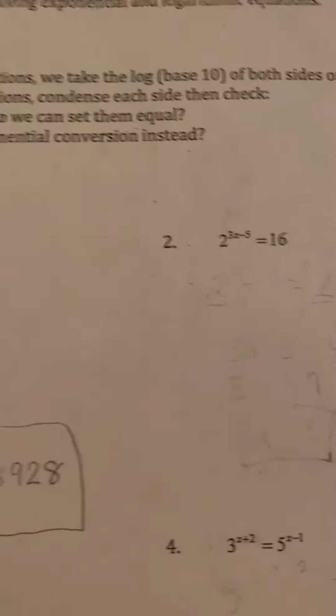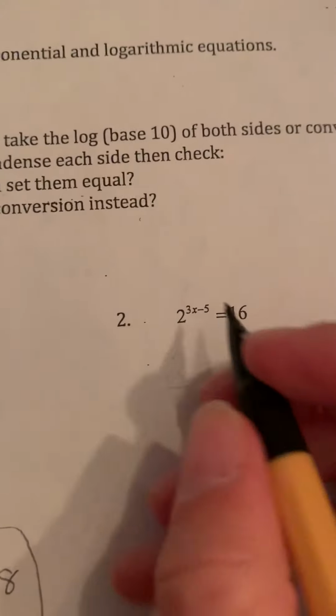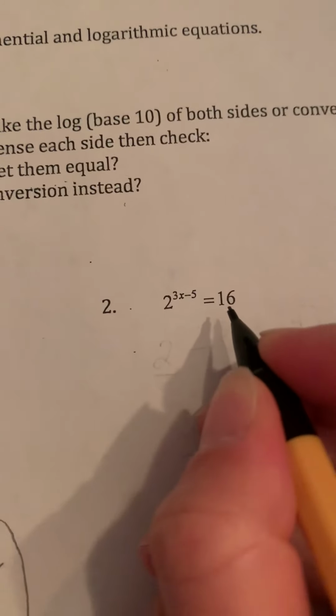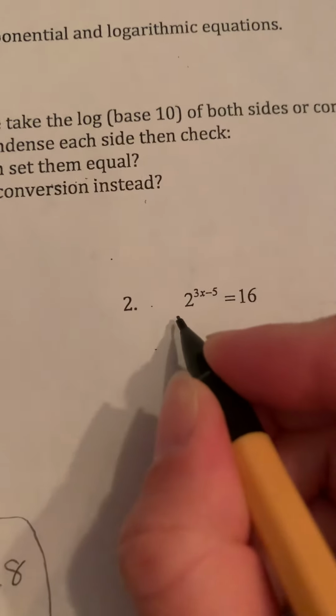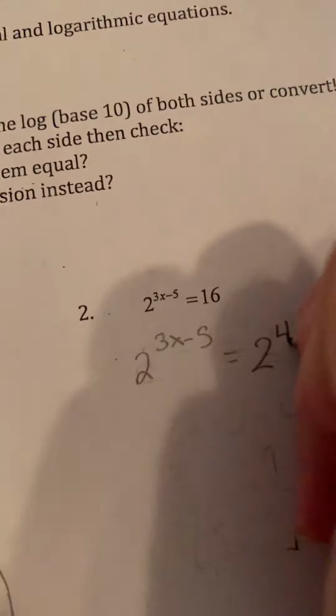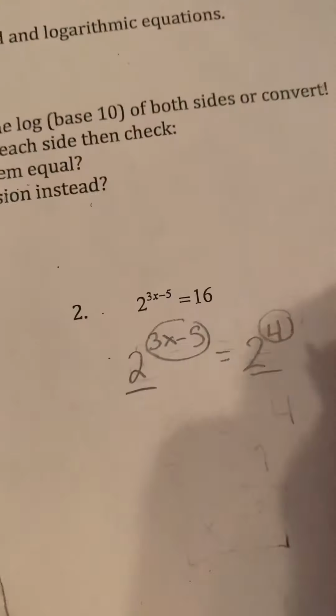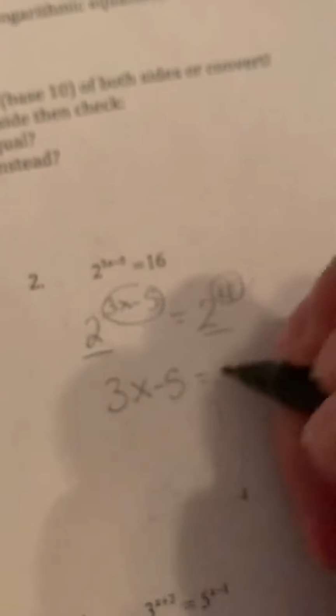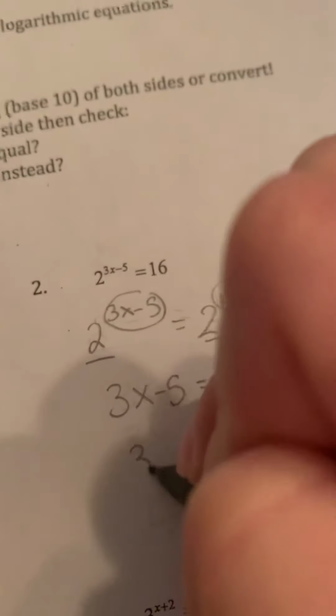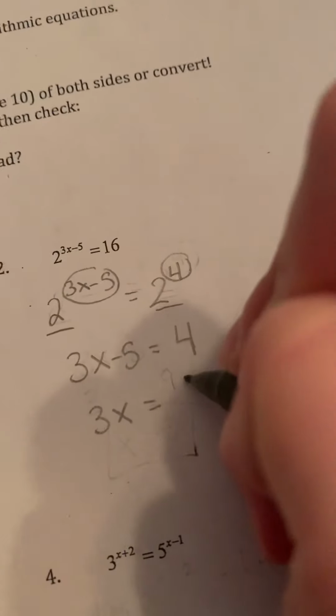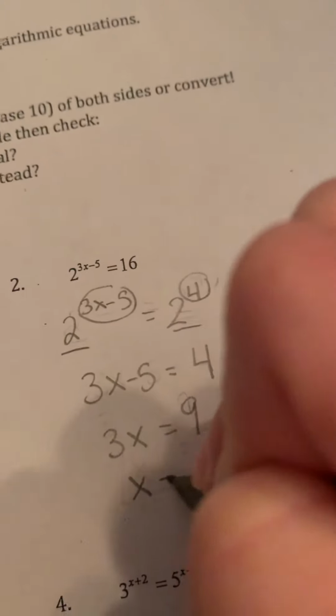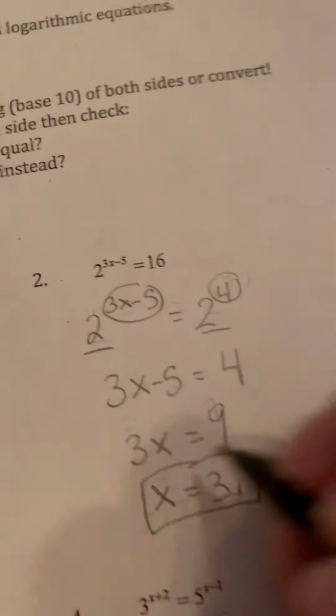Let's move on to number 2. The good news with number 2, you do not have to use a calculator at all, and that's because we can write 16 in terms of 2. So they'll have the same base. 16 is the same as 2 to the 4th. Now that the bases are the same, we can simply set the exponents equal to each other. So we have 3x minus 5 equals 4. Add 5 to both sides, gives me 3x equals 9, divide by 3, and x equals 3.